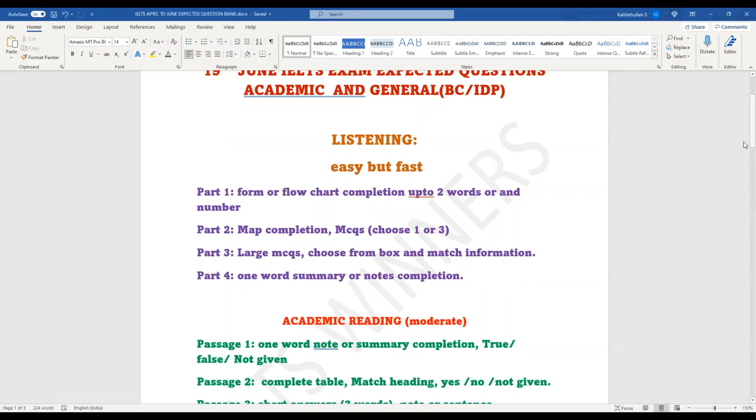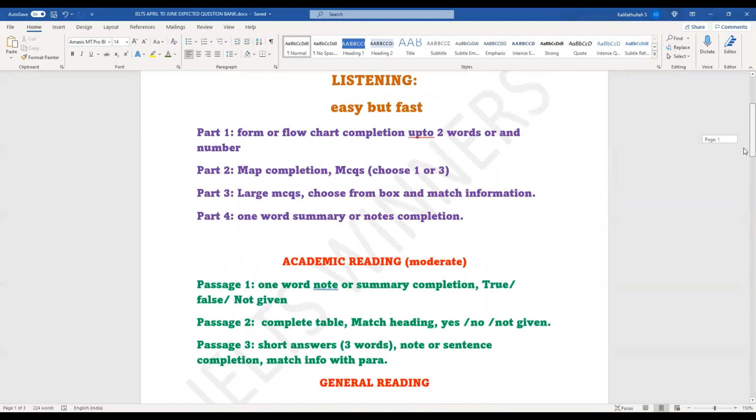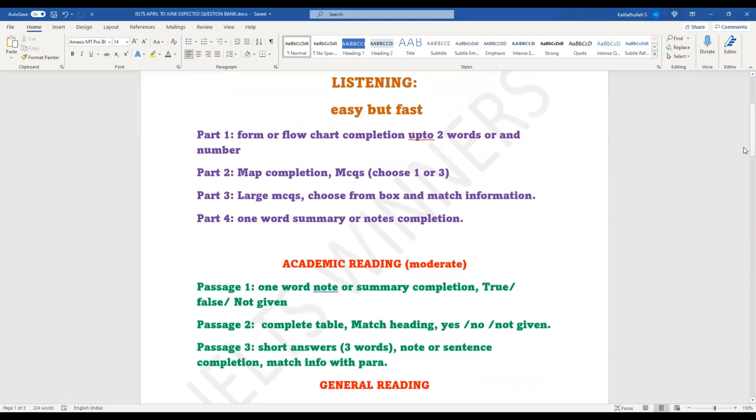So this will help you to predict what kind of words you need to listen. So all in all, the listening is going to be easy, but a bit fast. So whenever you are practicing with mock or on YouTube, keep the speed at 1.25 so that you have appropriate practice and essential techniques to catch up with the fast recordings. Okay, so do it in fast pace.